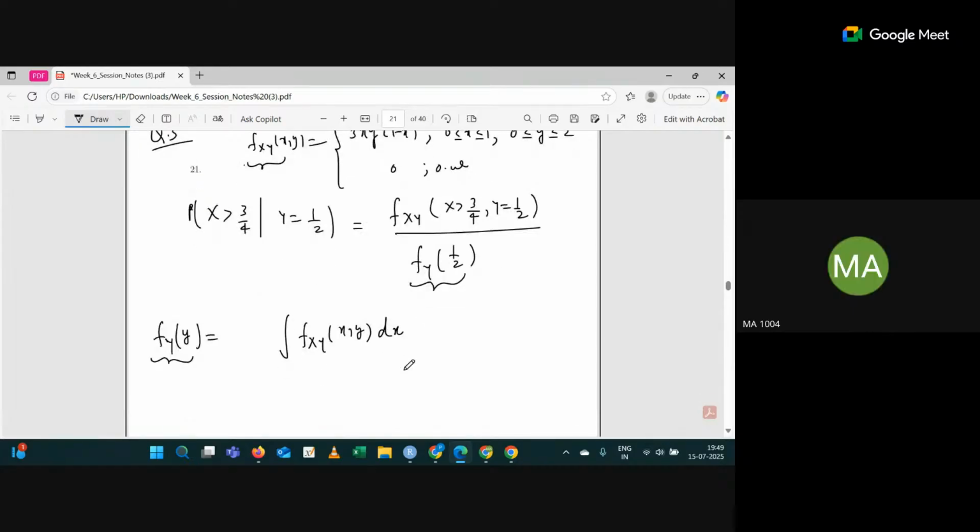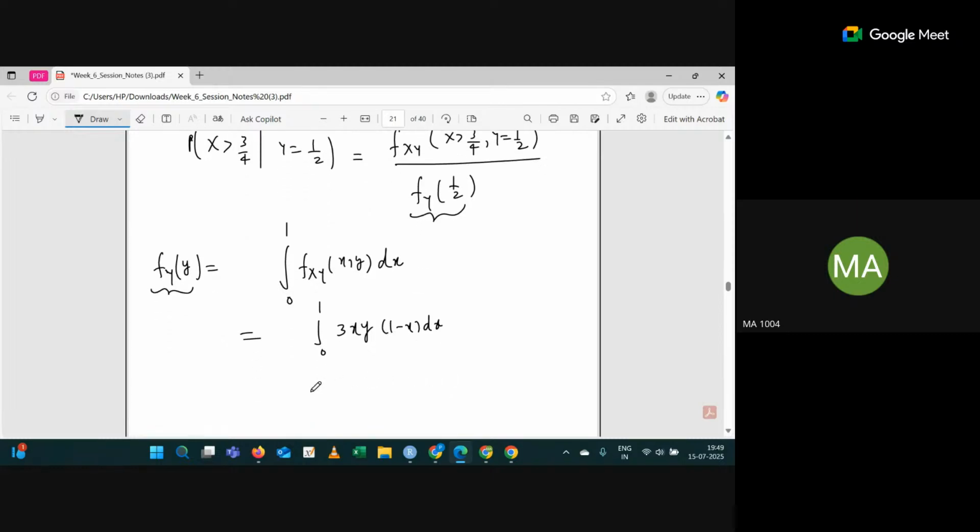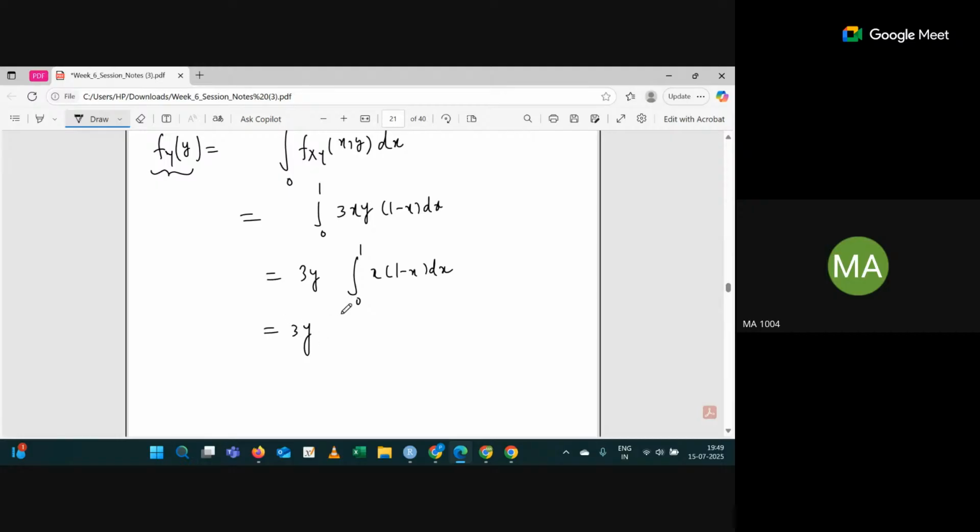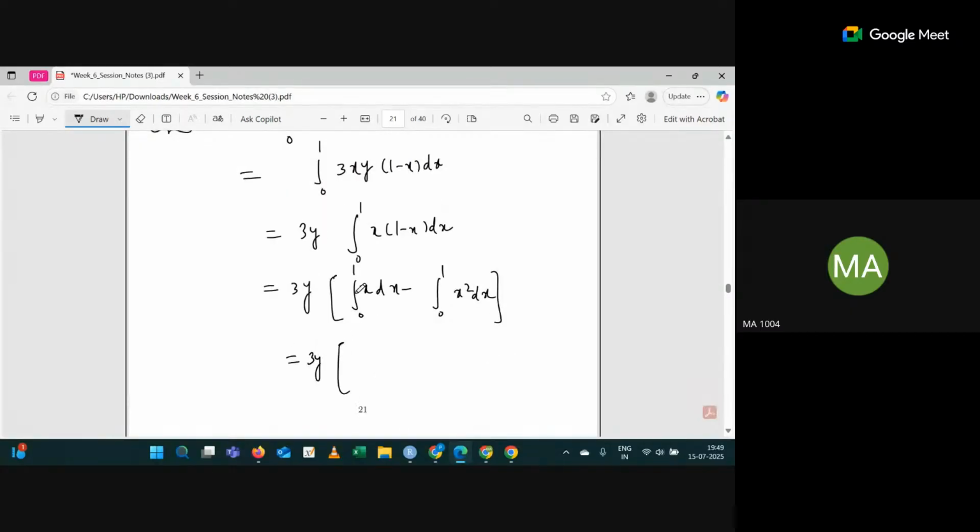And what is the support of x? 0 to 1. So it will be the integral from 0 to 1 of 3xy(1 minus x) dx. Basically 3y I can take outside, because we are interested in x only. Yes or no? Yes, sir. So it will be 0 to 1, x into 1 minus x dx, and this will be 3y times the integral of x dx from 0 to 1 minus the integral of x square dx from 0 to 1, and then it will be 3y times x square by 2 minus x cube by 3.